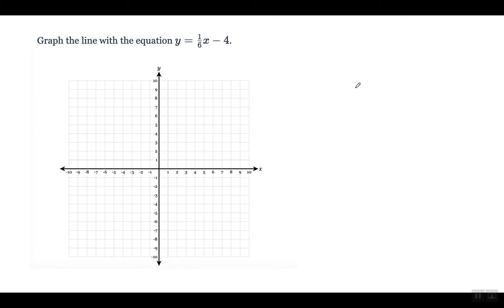Okay, now look at this example. All right. The y-intercept is negative 4. So that's going to be my starting point. El y-intercept es negativo 4. The slope is positive, so it's going to go up from left to right. El slope es positivo, así que va para arriba, de izquierda a derecha.